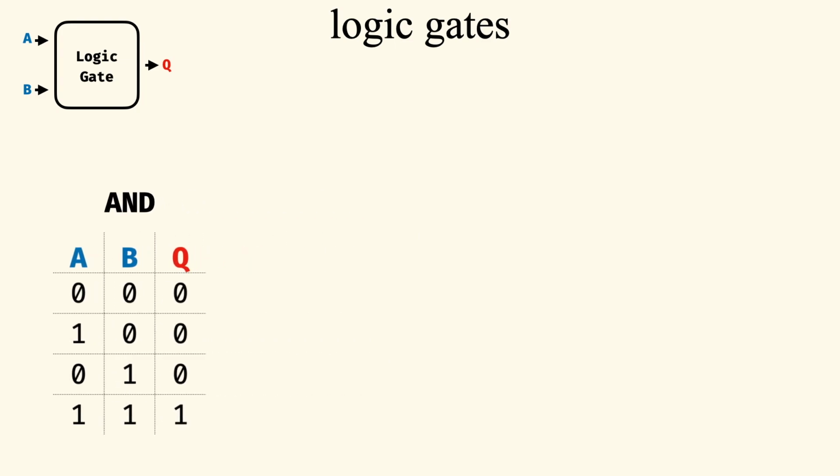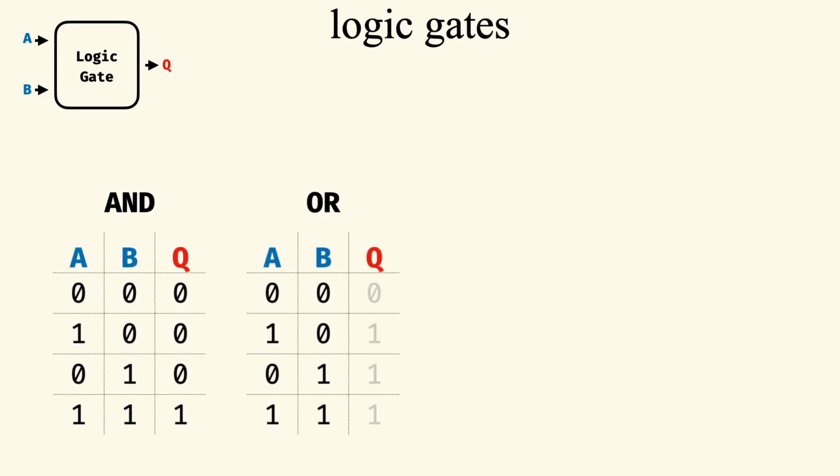Next up, there are OR gates, which will output 1 when A and/or B are 1. An OR gate is only 0 when both inputs are 0.